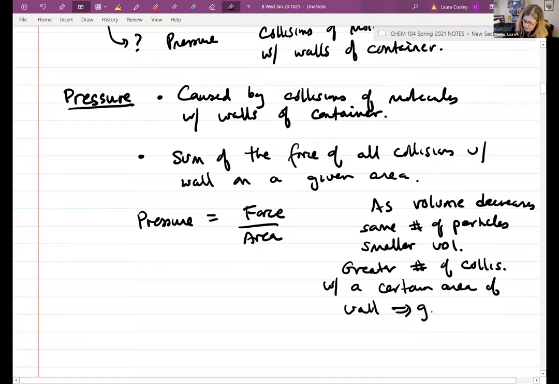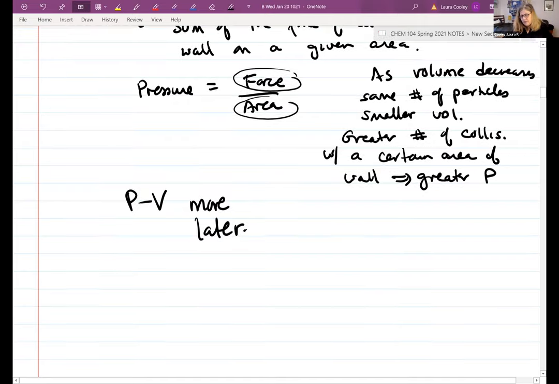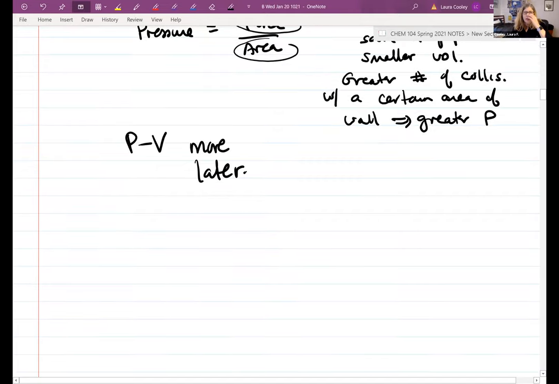And that leads to a greater pressure because you have a greater force per unit area. Okay, so we're going to get back to this pressure volume dependence. We'll do more later on this. But what I need to tell you about are, how do you measure pressure? What are the units of pressure? Because this is very important in studying gases.